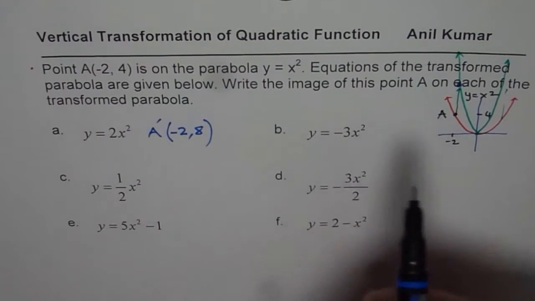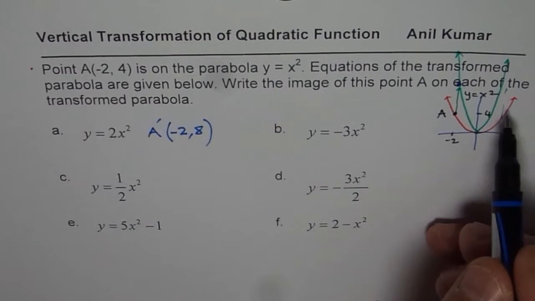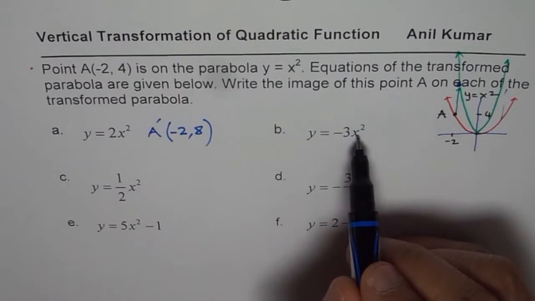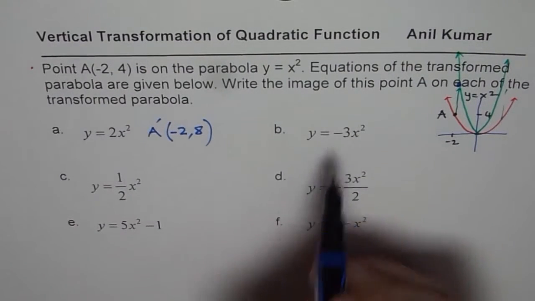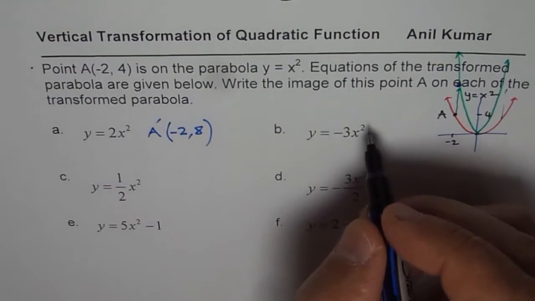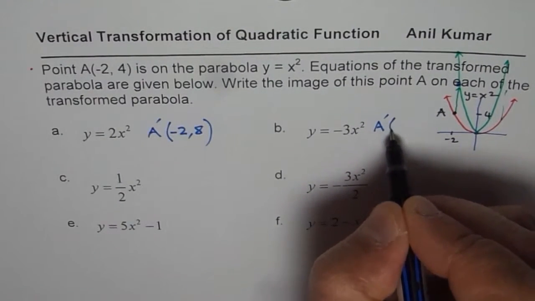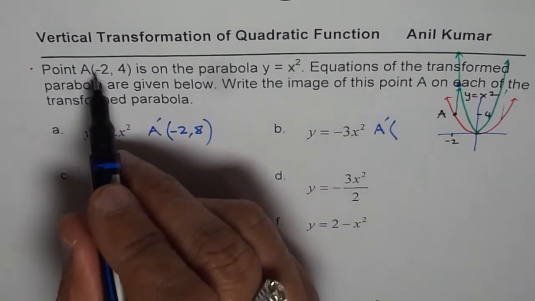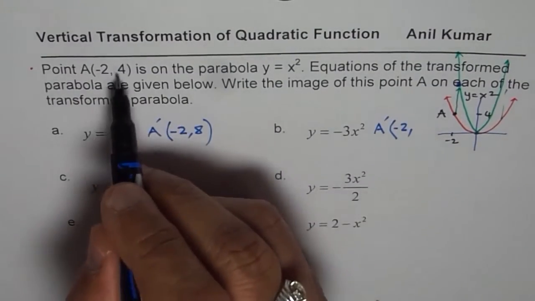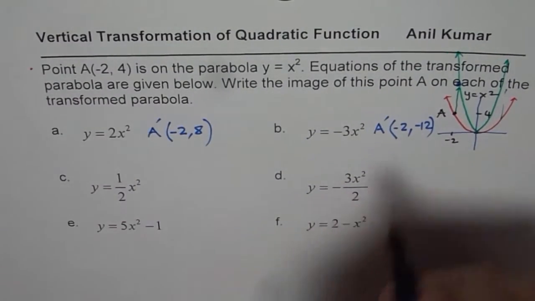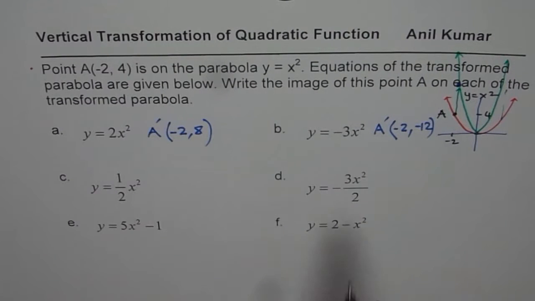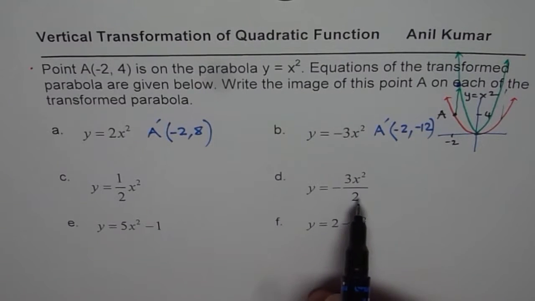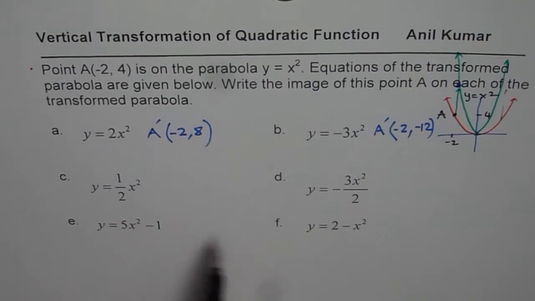Now part B is, let us start again with the original function, which is in red. And if the transformation is minus 3x squared, then what is the image of A on this graph? That is your question. So in this case, the image A prime is going to be minus 3 times the y value. However, the x value remains the same. So minus 2, and minus 3 times 4 is minus 12. So that is your answer, correct? That is how you should be answering the other 2 questions. Now I'll skip these for you to practice. Let me move on to questions E and F now.